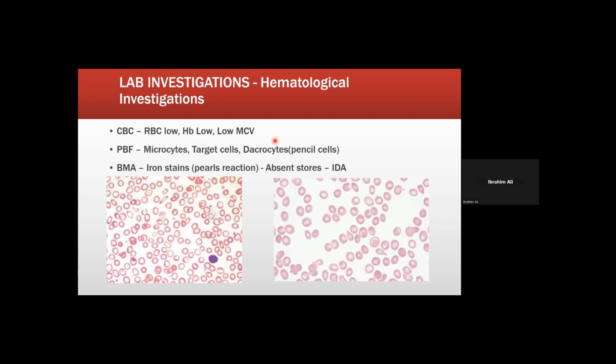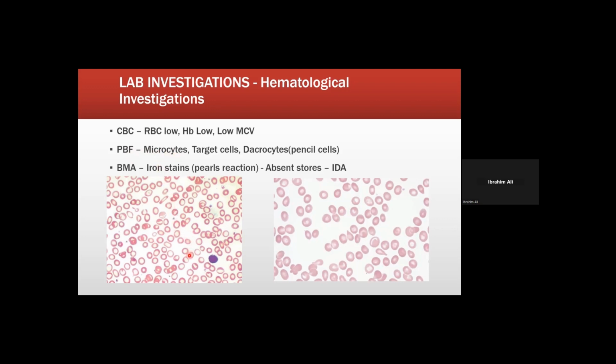So for microcytic anemia, the hematological investigation that you can do is full hemogram. In full hemogram, you will see the RBC low, Hb low, and also the mean corpuscular volume low. On the peripheral blood film, that is on the slide, we'll see microcytes. Now let me show you how microcytes look.